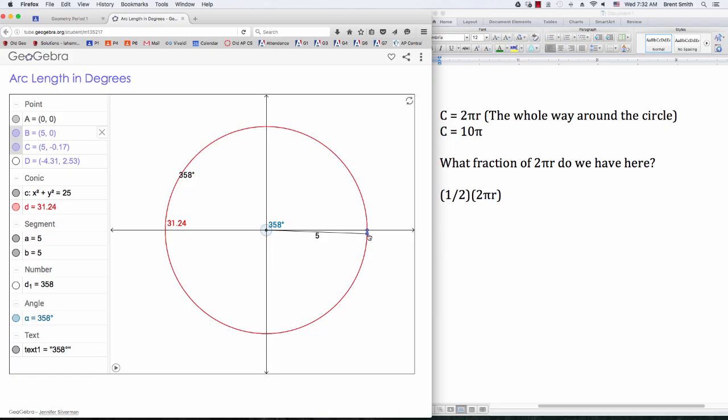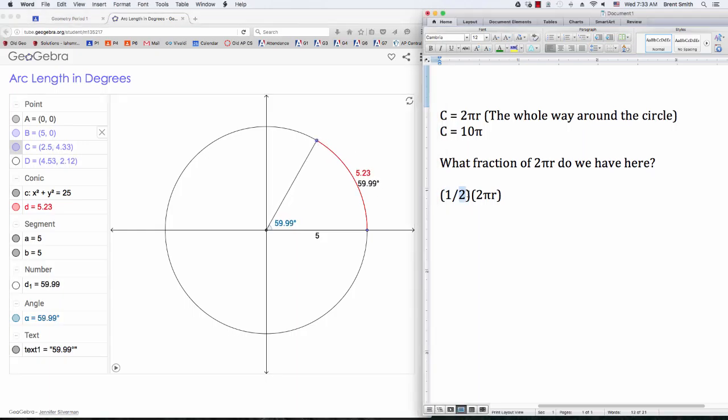Now, if I'm only at 180 degrees, I would only be at half of 10 pi, or 5 pi. Or if I was at 90 degrees, I would only be at 1/4, or 2.5 pi. Or if I was at, for example, 60 degrees, I would be at 1/6 of the circumference, or 1/6 of 2 pi r. Since the radius is 5, that's 1/6 of 10 pi, so I would get 10 pi over 6 as this length.